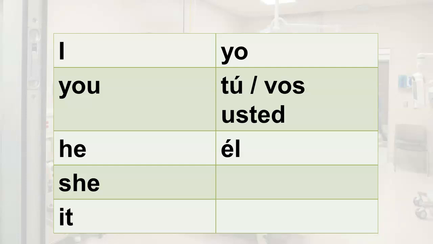The word for she is ella. The double L is pronounced like a Y, so ella. And the word for it, surprisingly in Spanish, there is no subject pronoun for the word it. It's understood in the expression that you use, and I'll give you a few examples in just a minute. Okay, so be sure you know these like the back of your hand.